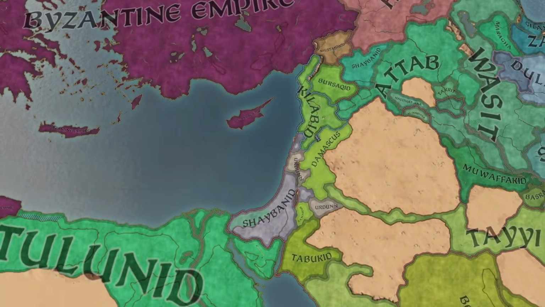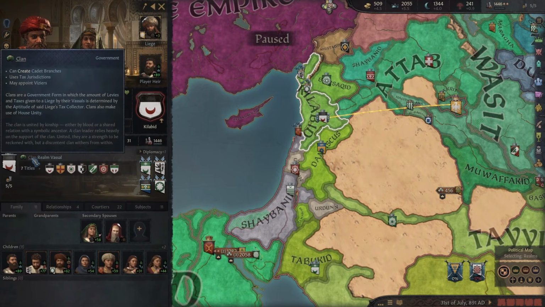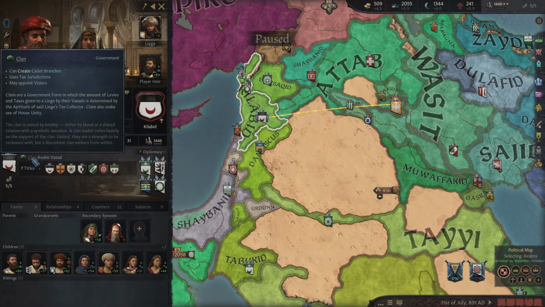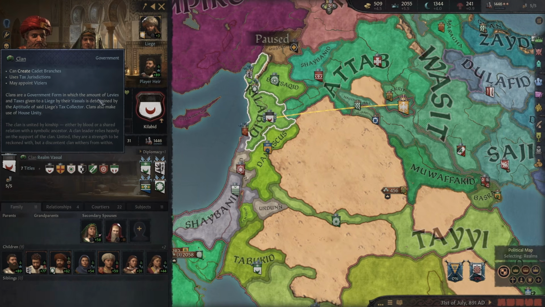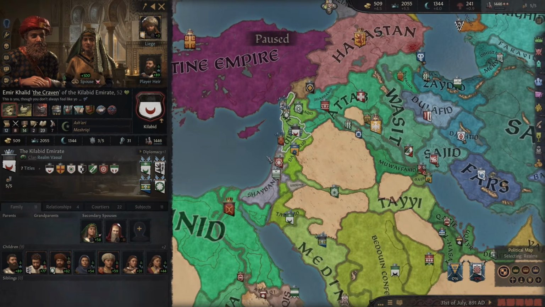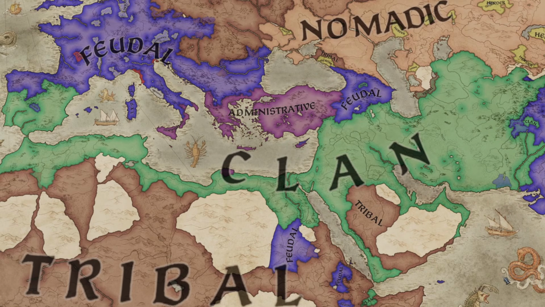Clan government is a system where familial relations are extremely important. This is represented in-game by various mechanics that separate it from feudal and other government types. In this video I'll be explaining all those mechanics and everything else that has to do with clan government in CK3. First off, what's required to become clan government?